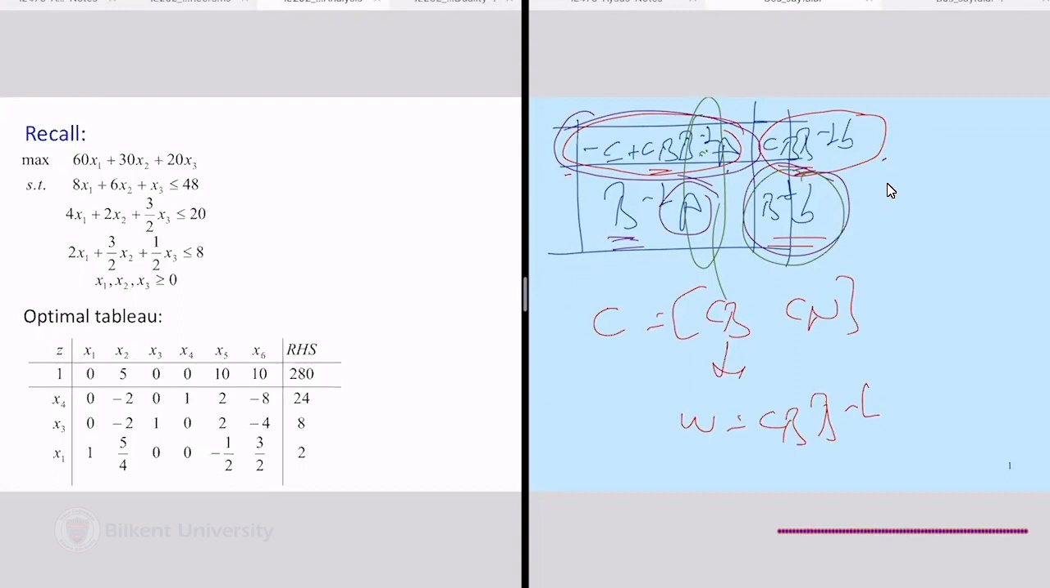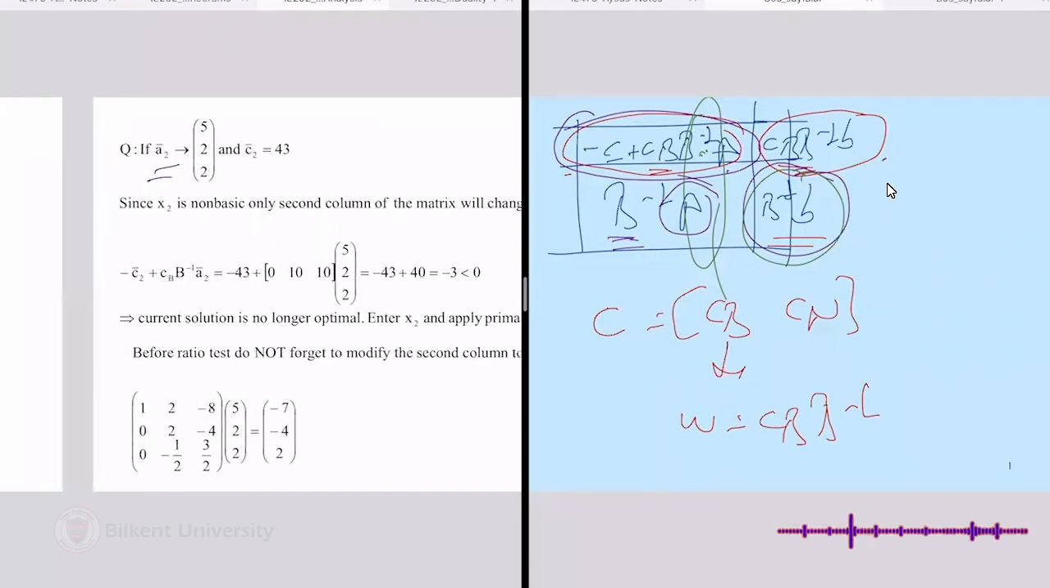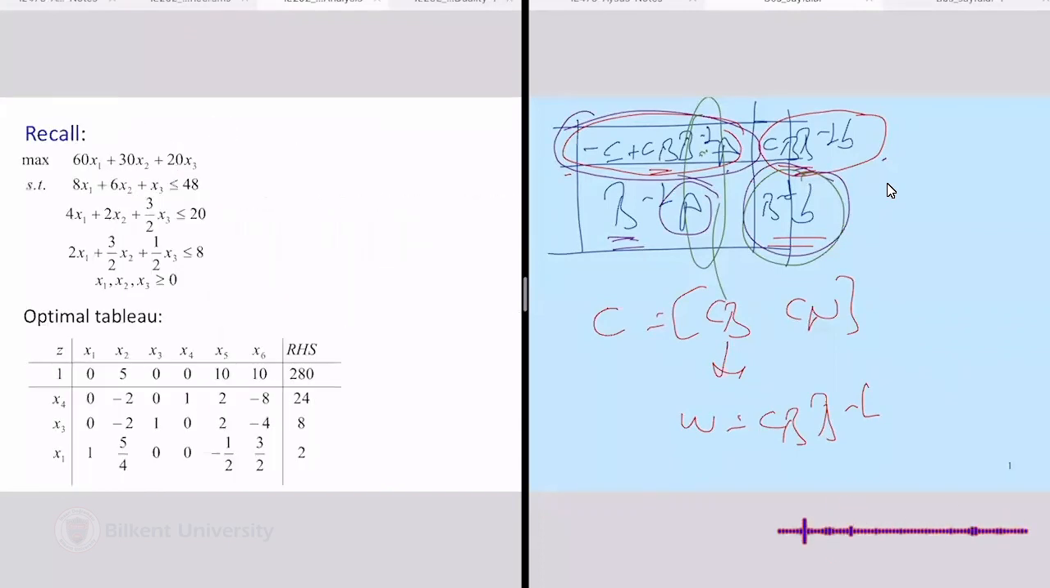Okay. Let's look at this example then. It's the same example, yeah. First, we're going to change A2. A2 in the current table was 6, 2, and 3/2. X2 is a non-basic variable, so we will start with changing the consumption vector of a non-basic variable. It was 6, 2, and plus 3/2, and this is its B inverse A2 value.